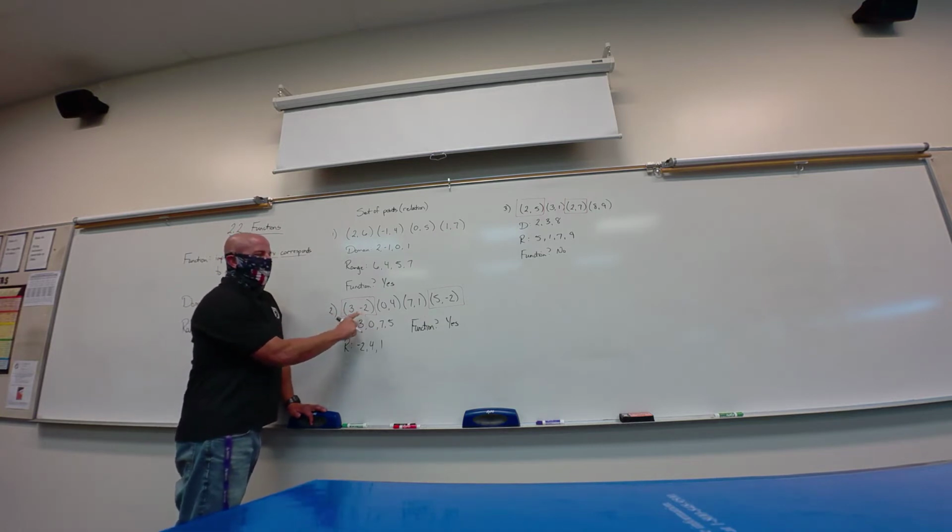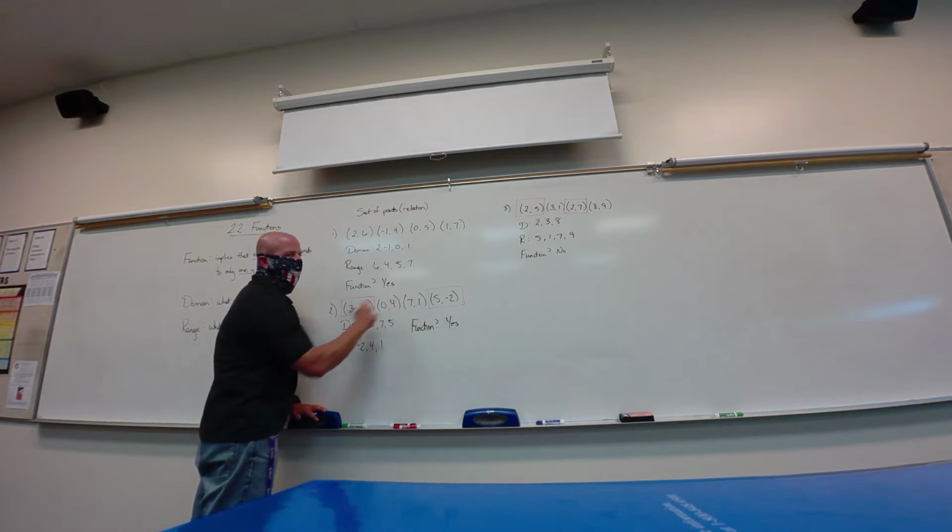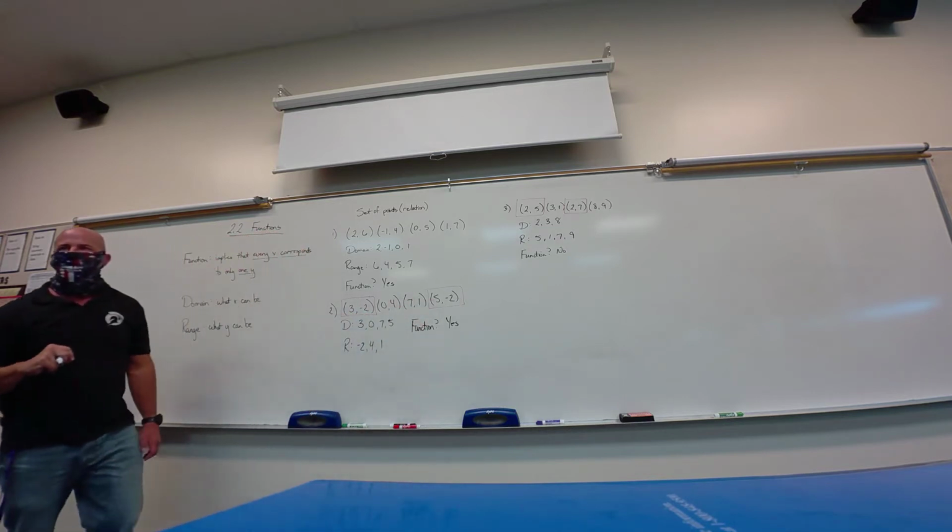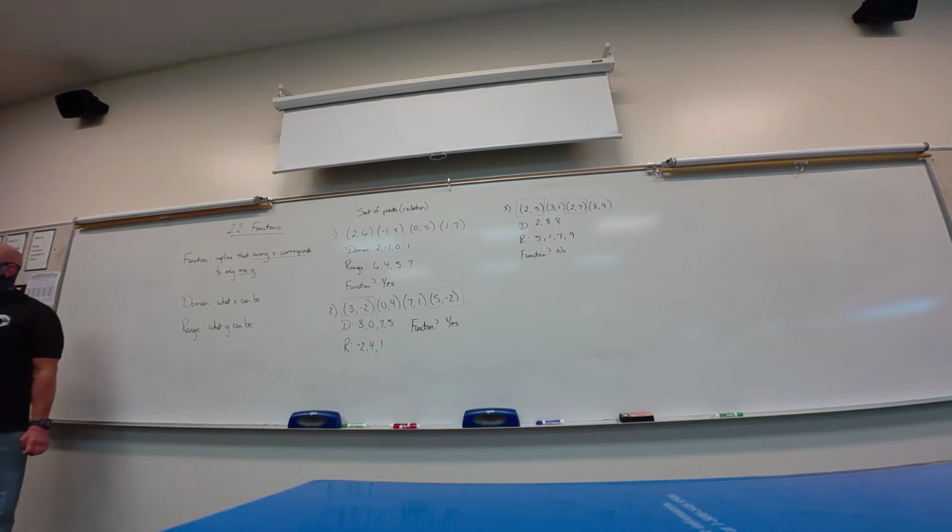That didn't happen in this case. 3 went with -2. Well, 5, that's 2 different x values, not one x value going to the same. Does that make sense to everyone? A little tricky on the definition.